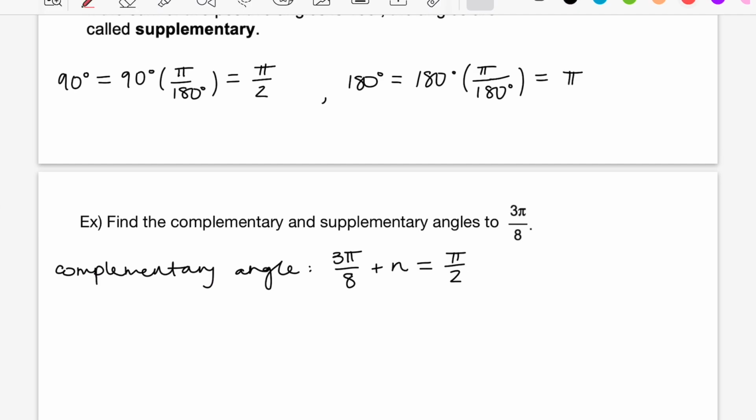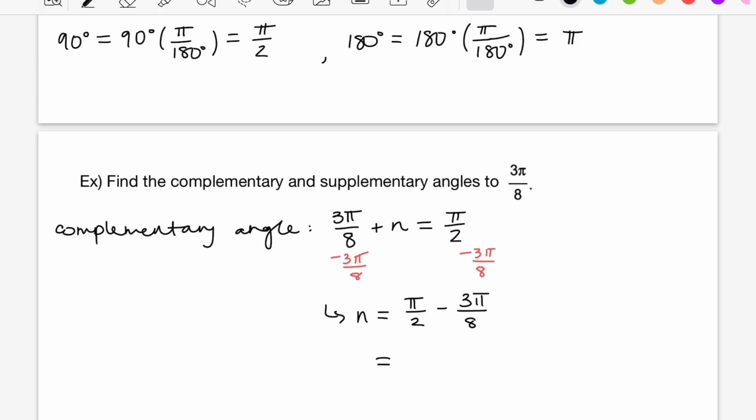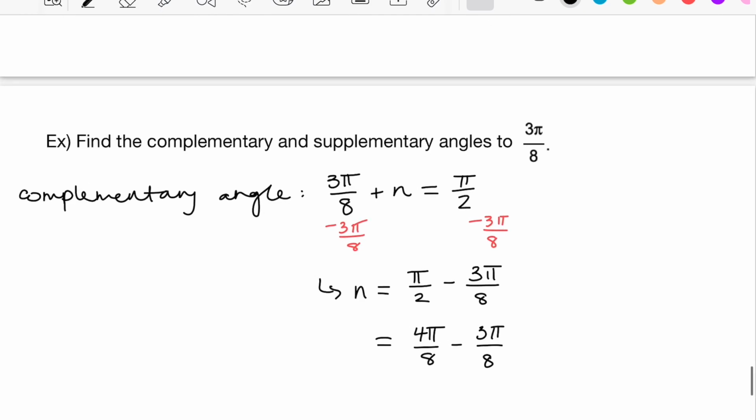What we can do in this case is subtract 3 pi over 8 on both sides and solve for n. So we have that n is going to be equal to pi over 2 minus 3 pi over 8. This is the same thing as 4 pi over 8 minus 3 pi over 8. So this tells us that n is going to be equal to pi over 8. So this would be the complementary angle to 3 pi over 8.